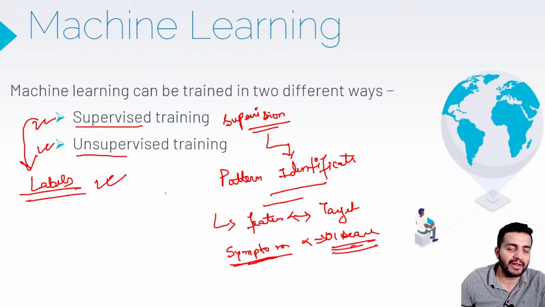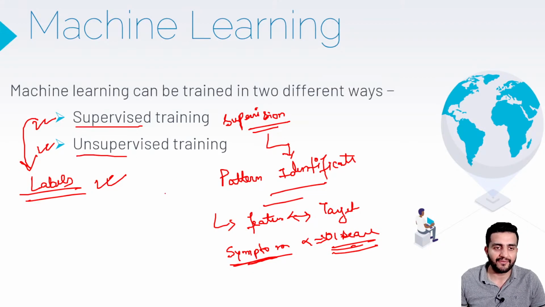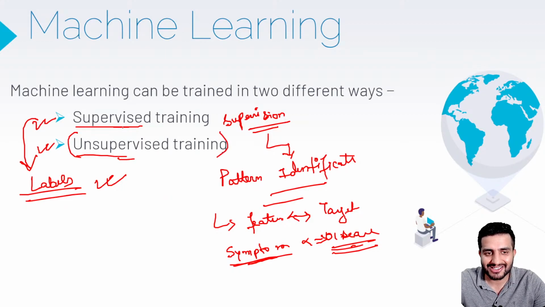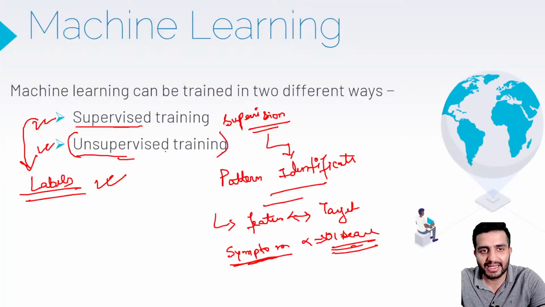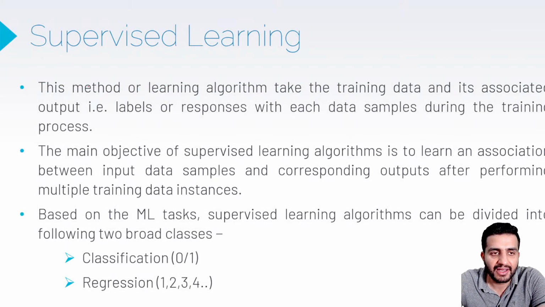Unsupervised method is the one where I do not have any supervision, or I do not have any labels there. By label, again, I mean the target variables are not there. So basically we could say that yes, I might have the things which are more like the independent variables and nothing on the target side. I could have that, falling under the unsupervised method. So we will be taking unsupervised method separately, but now in the supervised method, going in detail. So what we discussed, this method or the learning algorithm takes the training data and its associated output, that is labels or responses.